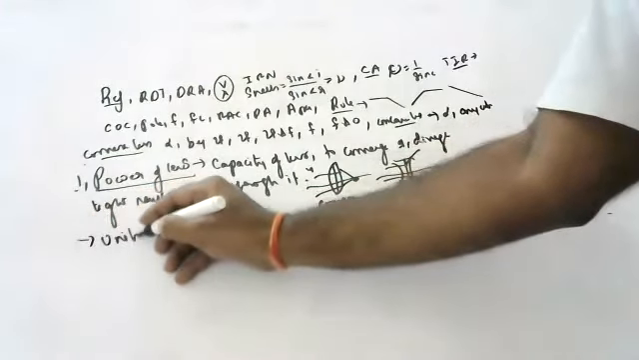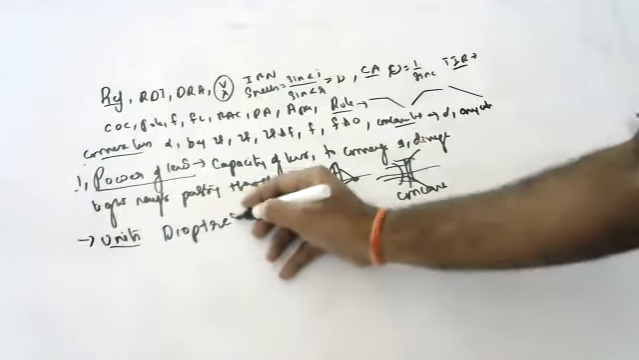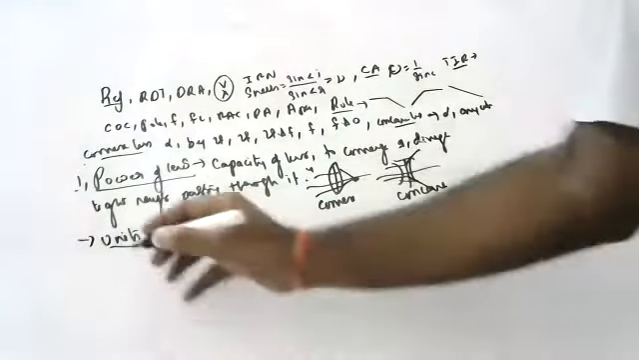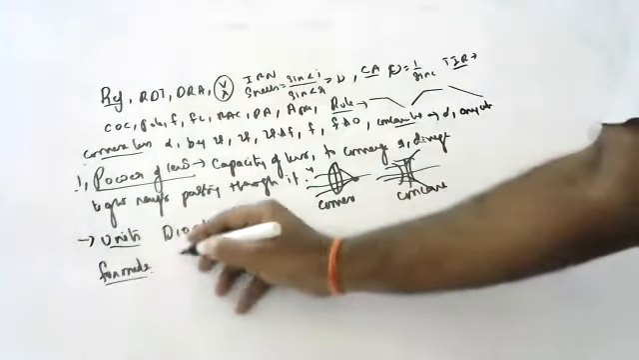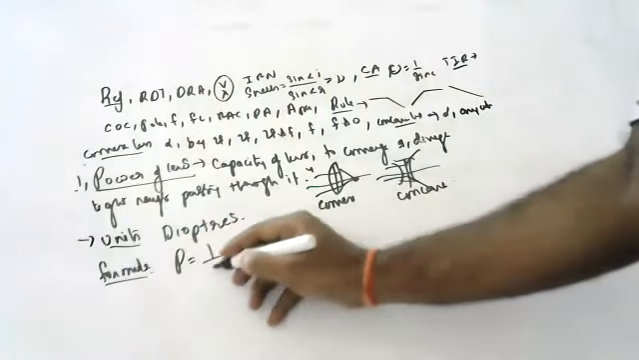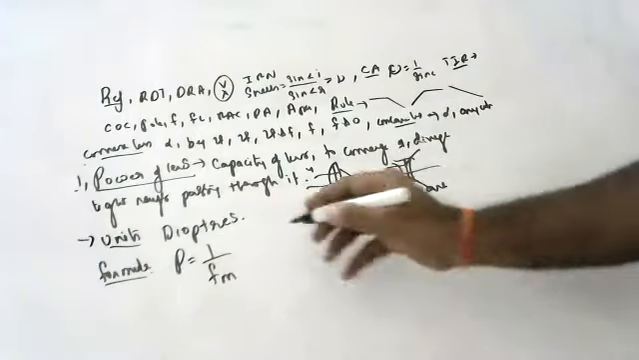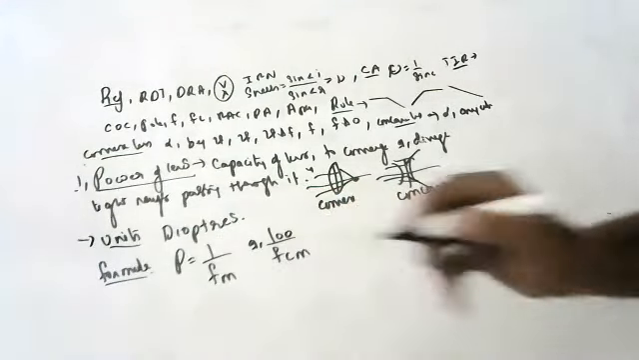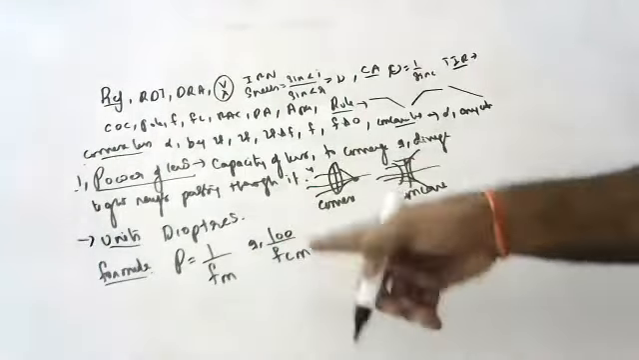Units. What is the unit of power, children? Diopters. Okay. Next, formula. What is the formula for power? Power is equal to 1 by f if focal length is given in meters. If focal length is given in centimeters, use 100 by f. Try to understand. In numericals, you will understand, children.